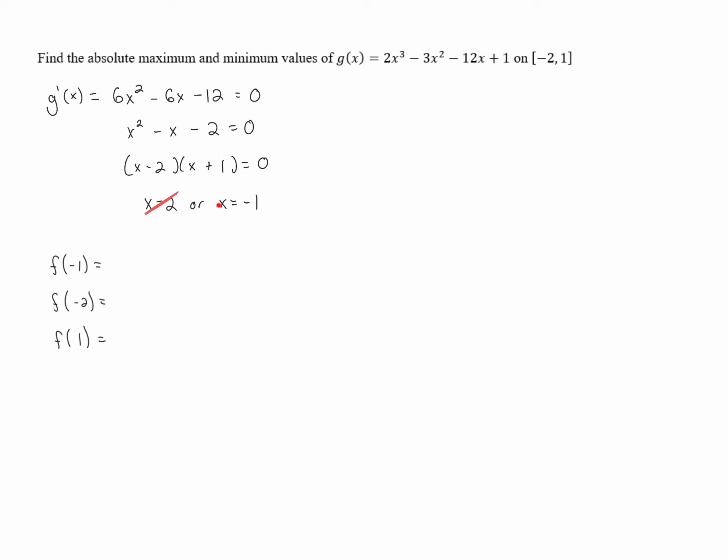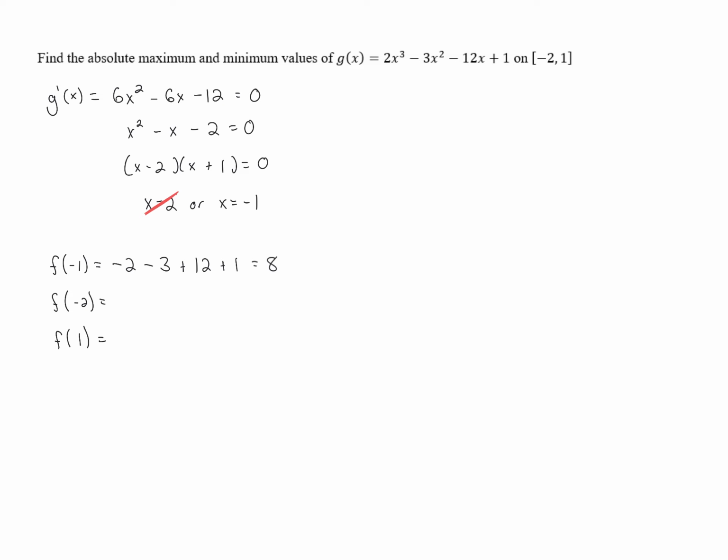If we evaluate it at -1, that's going to be -1 cubed is -1 times 2 is -2. And then -1 squared is +1, and -3 times +1 is -3. For the next term, -12 times -1 is +12, so that's going to be +12. And then we also have that +1. Now, -2 minus 3 is -5. 12 minus 5 is 7, and then when we add 1, we get 8. So this first possible extreme value is 8.